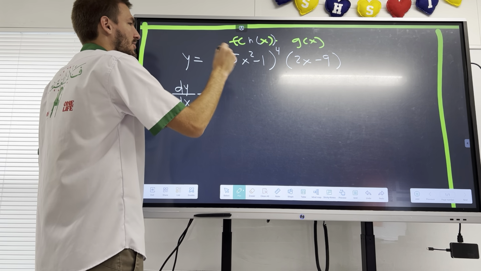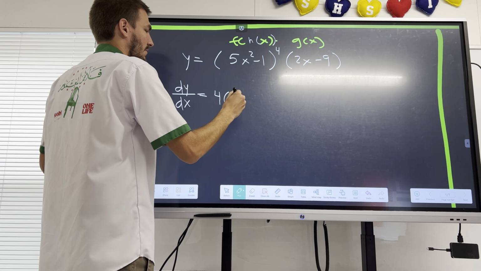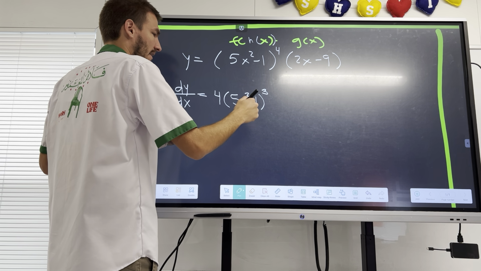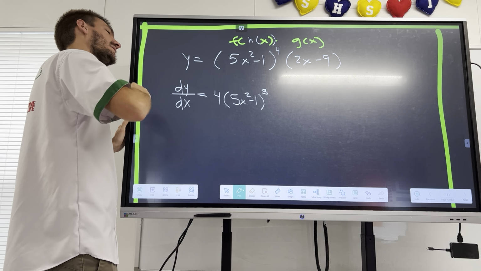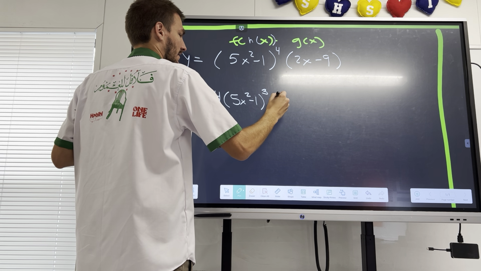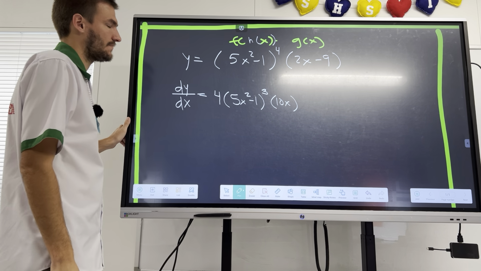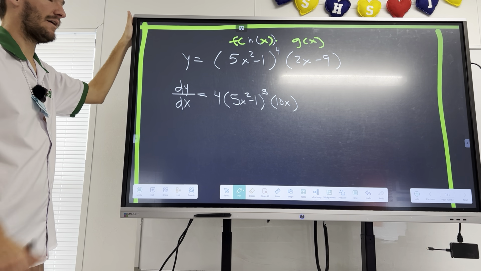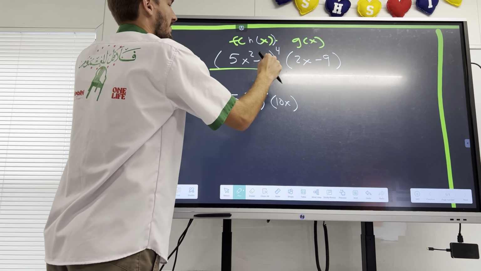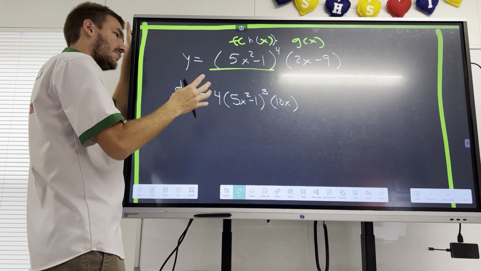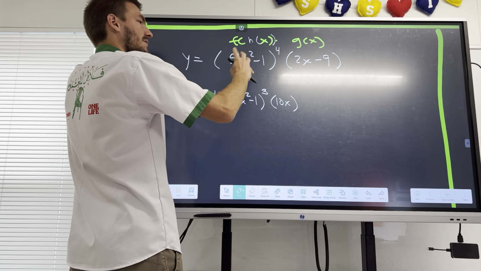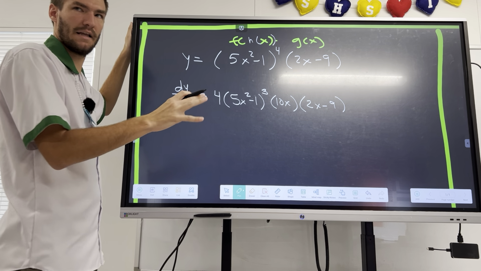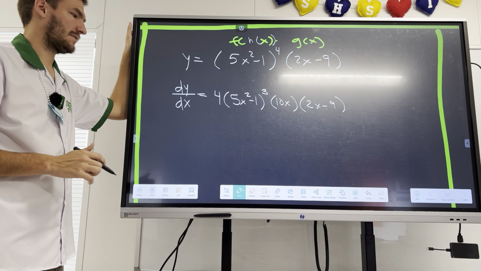The derivative of this piece should be 4 parentheses, 5x squared minus 1. The 4 drops down to a 3. And chain rule, eject 10x. Now that is just the derivative of this first piece. The way the product rule works is if we take the derivative of the first, we have to just multiply that with the plain original version of the second.